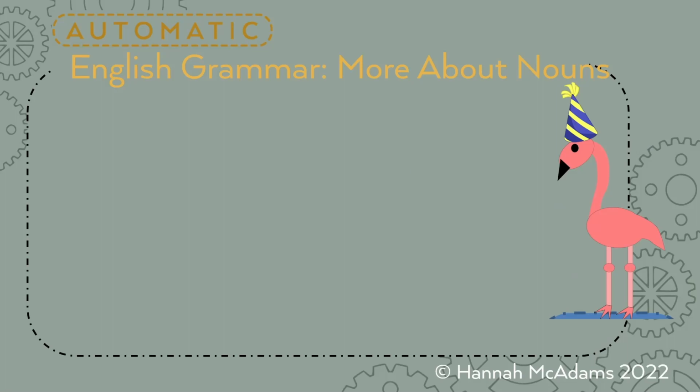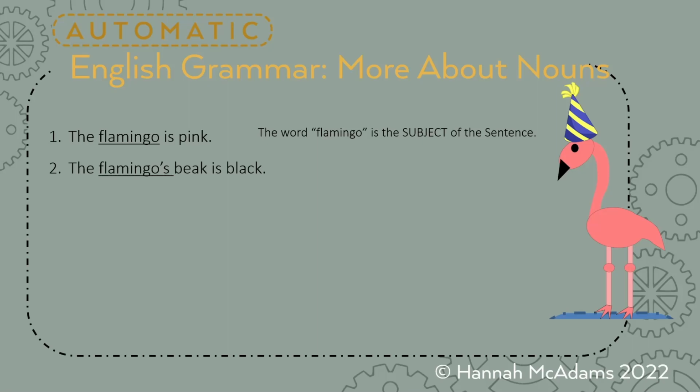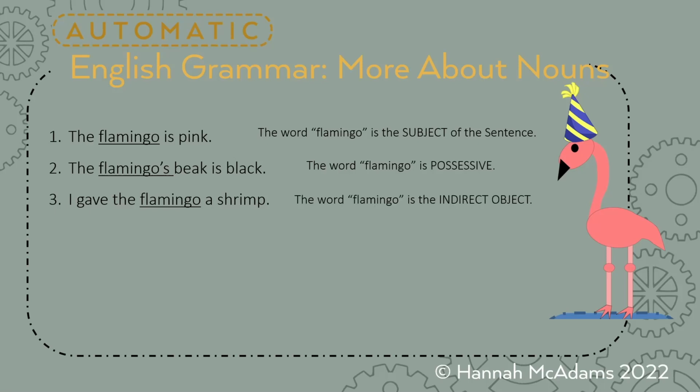Okay, so in this sentence, the flamingo is pink. Flamingo is what I'm talking about. So it's the subject of the sentence, okay? The flamingo's beak is black. You should know what this one is. Remember that apostrophe S? So it's possessive. The flamingo there is possessive. Okay, I gave the flamingo a shrimp. So the flamingo is receiving something, so that makes it an indirect object.